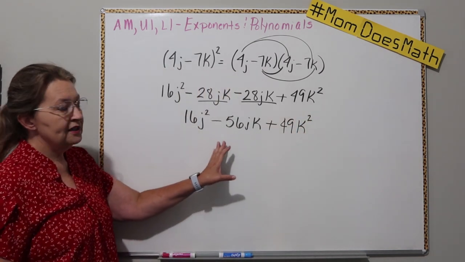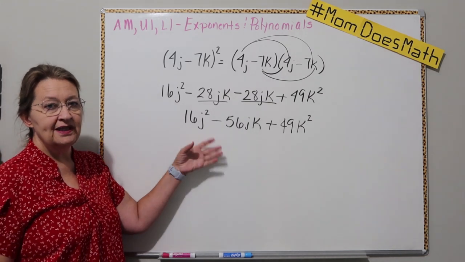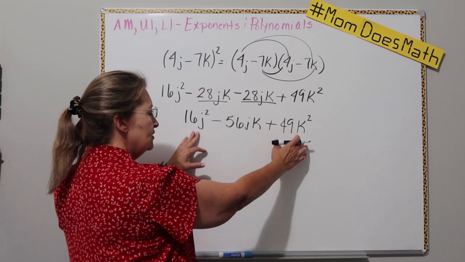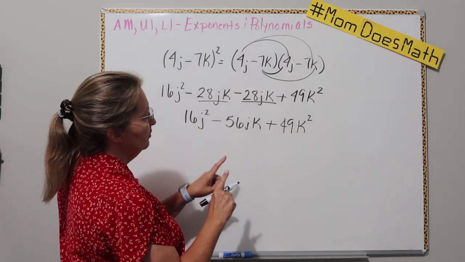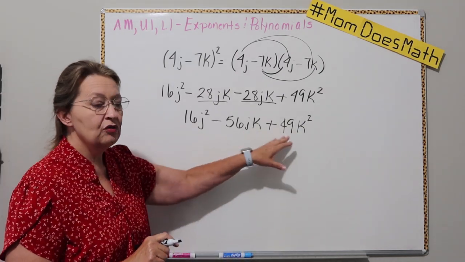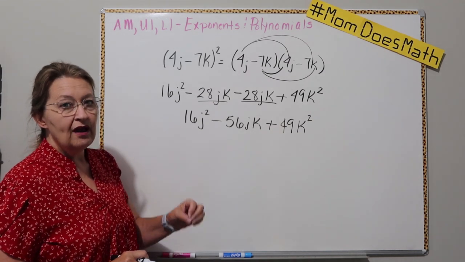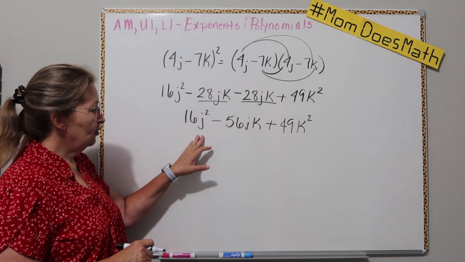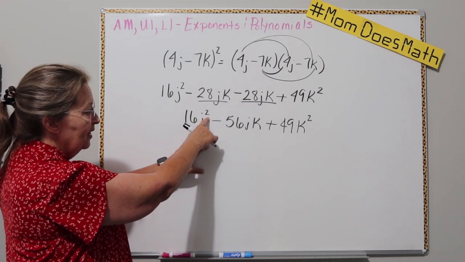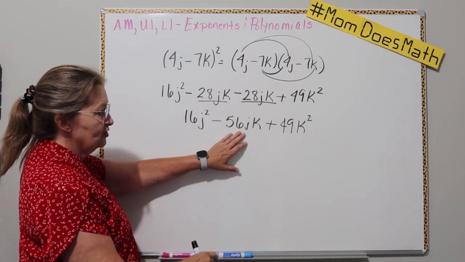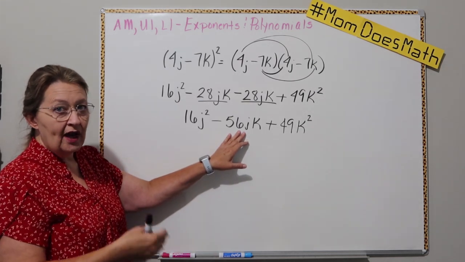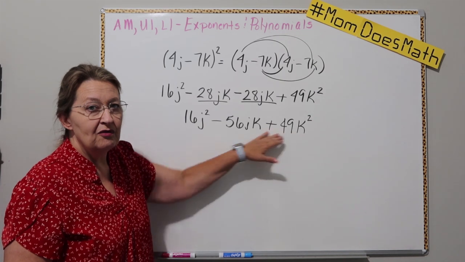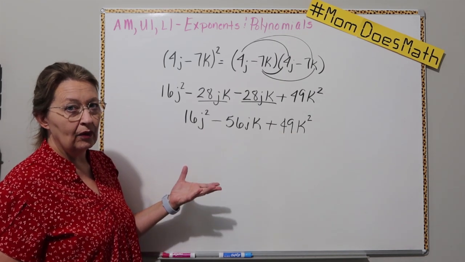Now we need to put it in standard form. Standard form is descending order according to exponents. Well, I have a j squared and a k squared. This is a perfect example of what I was telling you about. When you have two or more letters, you default to alphabetical order. So j comes first. J squared is my highest exponent. J to the first is my next exponent, and that's all the j's. So now go to your next letter, k. The next one would be k squared. So this is in standard form.